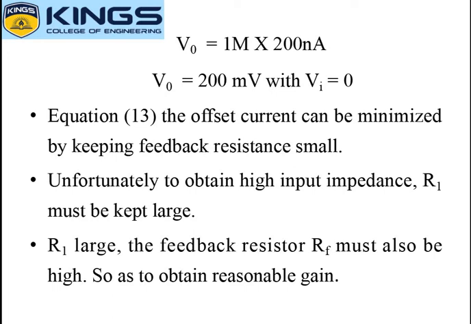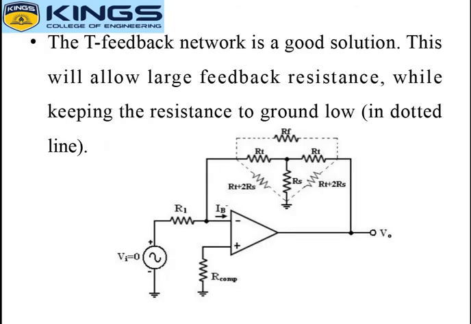Unfortunately, to obtain high input impedance, R1 must be kept large. With R1 large, the feedback resistor RF must also be high so as to obtain reasonable gain, right? So, the T feedback network from the figure is a good solution. This will allow large feedback resistance while keeping the resistance low, as shown in the dotted network.